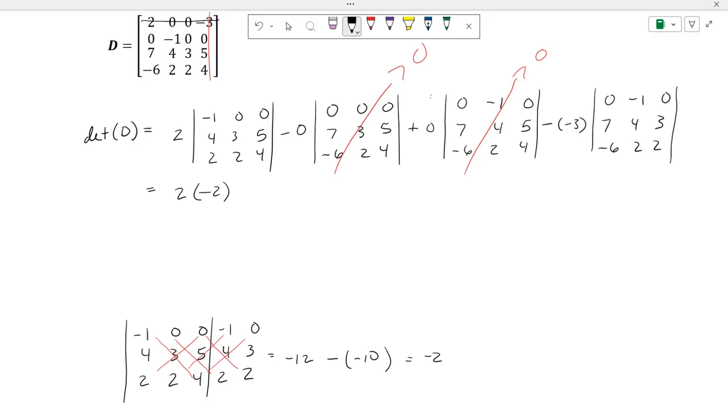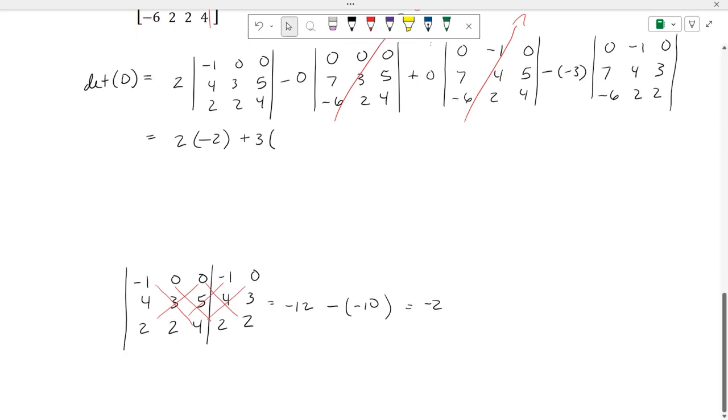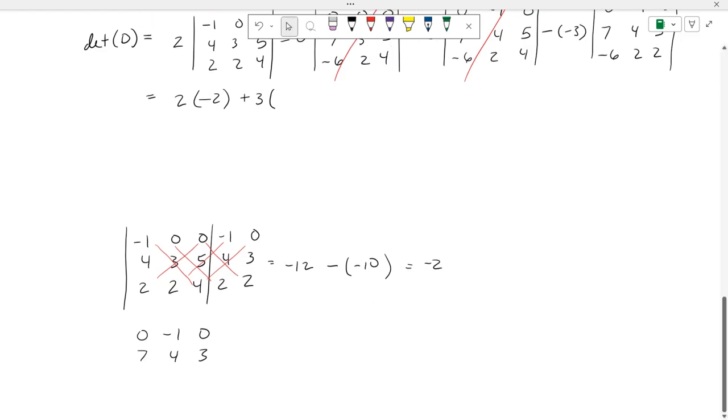And now just the fourth matrix I have to do. That's going to be a plus 3 times whatever I get for this determinant. So let's write this one. I've got 0, negative 1, 0, 7, 4, 3, and negative 6, 2, 2 in the matrix. I'll replicate the first 2 columns so that I get my diagonals. I'm not going to cross out the diagonals this time just so you can still see everything easily.